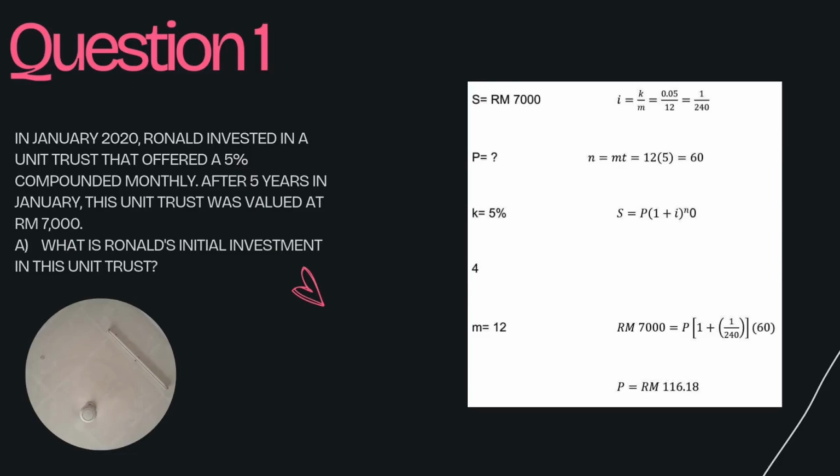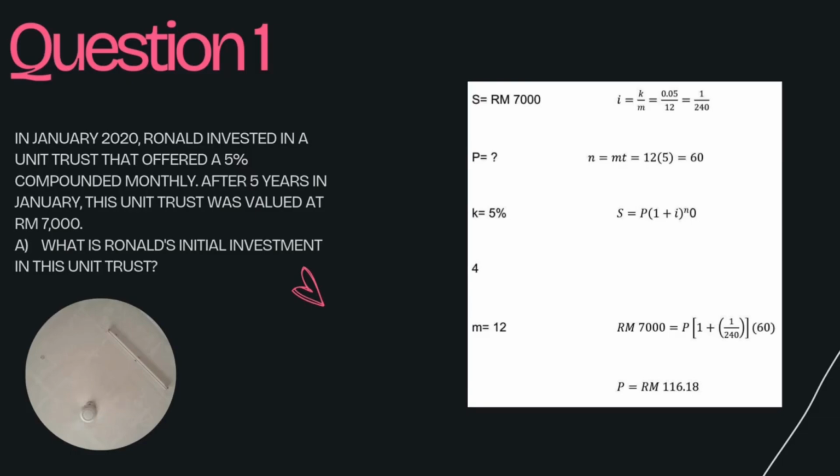Then P is unknown, K is 5%, M is 12. So the first thing that we need to do is to calculate I, which is I equals K over M, equals 0.05 over 12, equals 1 over 240. The second thing that you need to do is N equals MT equals 12 multiplied by 5, using brackets. Then you equal it so you can get 60.